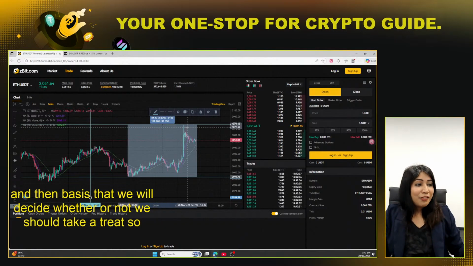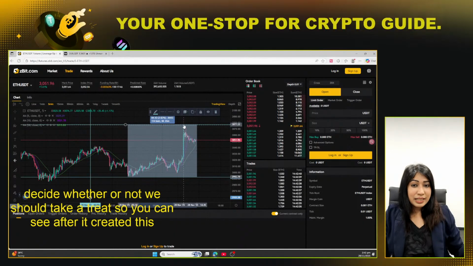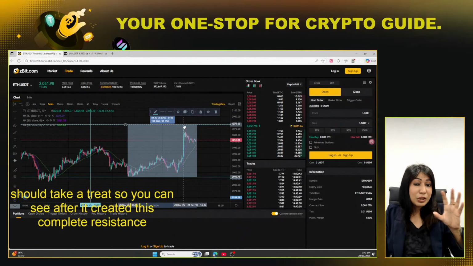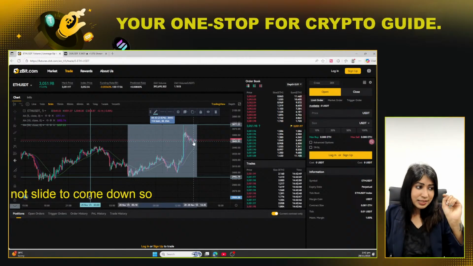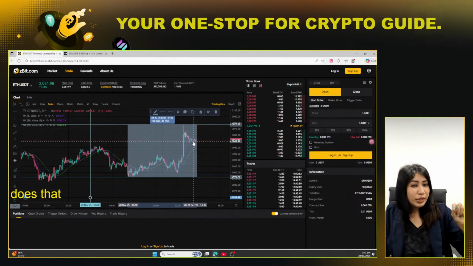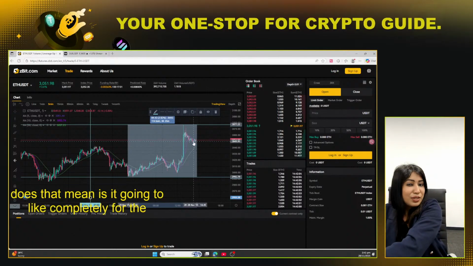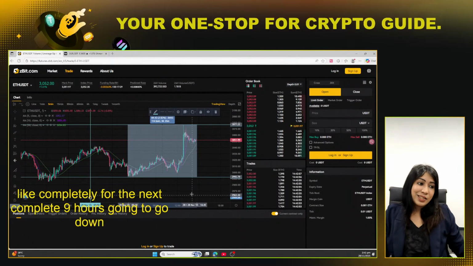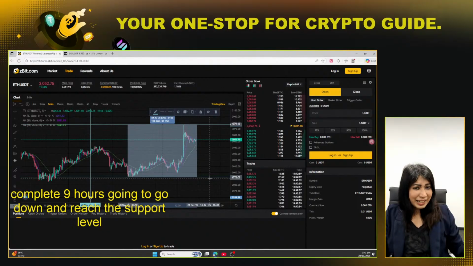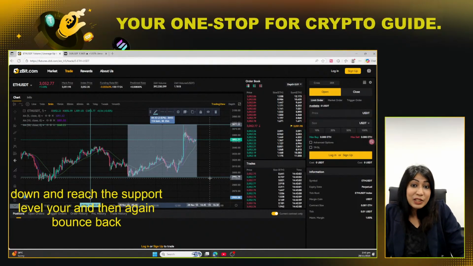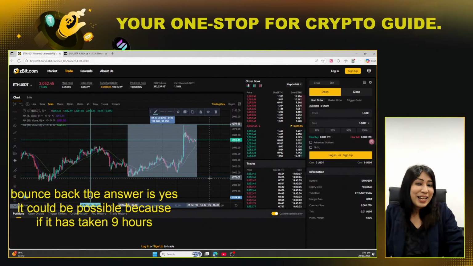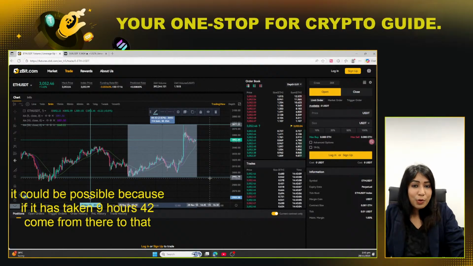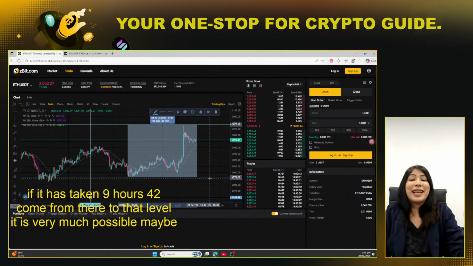So you can see after it created this complete resistance here, and after almost 9 hours for it to reach that level, now it's slightly trying to come down. So now the question arises: is it going to go down for the next complete 9 hours, reach the support level here and then again bounce back? The answer is yes, it could be possible, because if it has taken 9 hours to come from there to that level, it is very much possible. Maybe it can be 9 hours or it can be lesser than that.